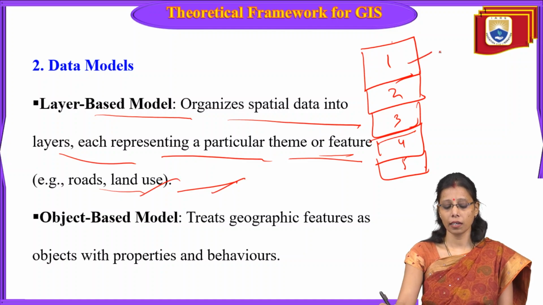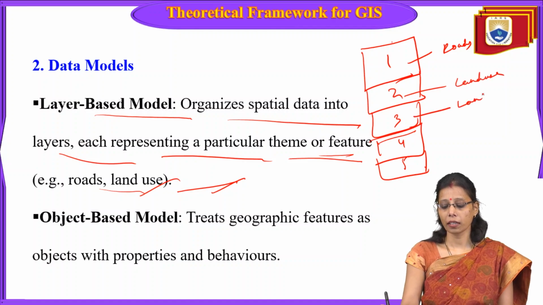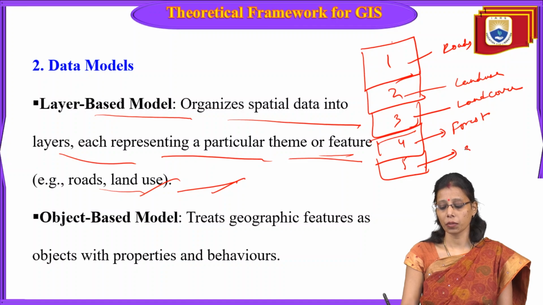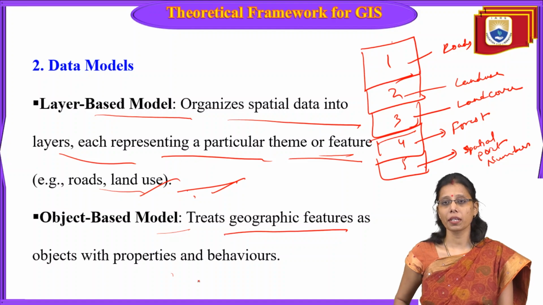So each layer may be roads, land use, land cover, forest, or any other feature, let us say something like spatial points, some numbers. So here we can create a layer-based model. An object-based model treats geographic features as objects with properties and behaviors.